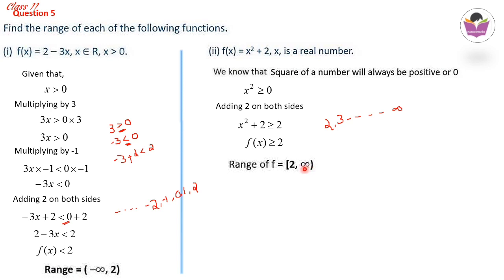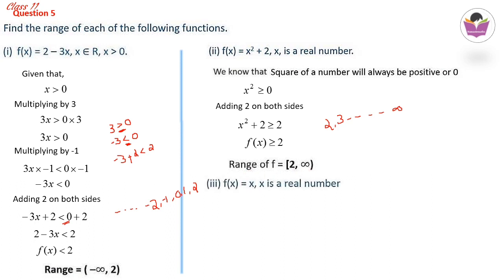Comma infinity, then you have to use an open bracket to close because infinity is an imaginary number. We will not be taking infinity. So 2 to infinity, including 2, but not including infinity. That's why the range is written like this.